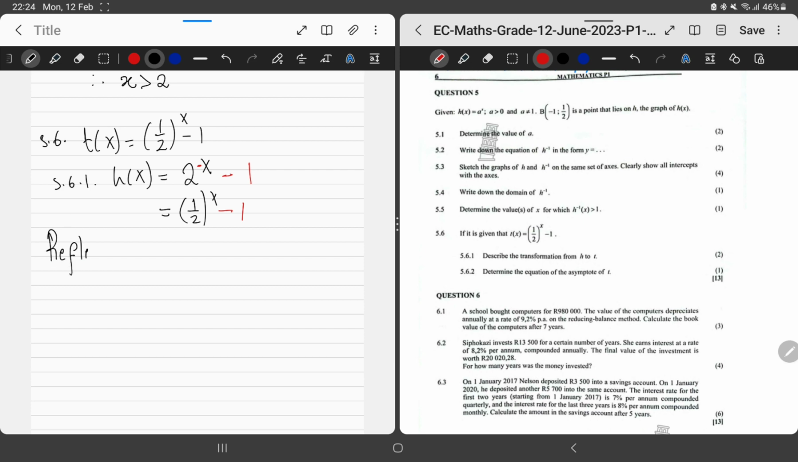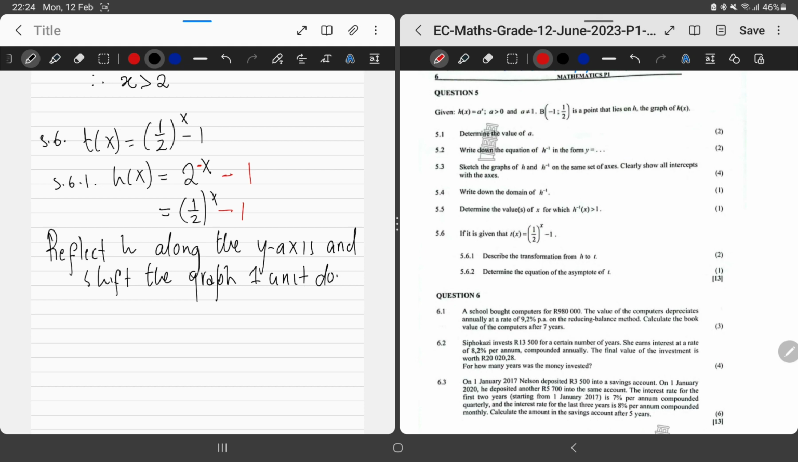So the answer will be: reflect h along the y-axis and shift the graph 1 unit down. 5.6.2, determine the equation of the asymptote of t. y is equal to -1.